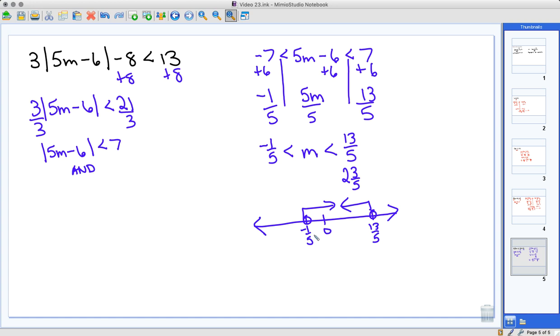Okay, so that is solving absolute value inequalities. We will do some practice in class with these so you get more practice, because these are a little bit more complicated.